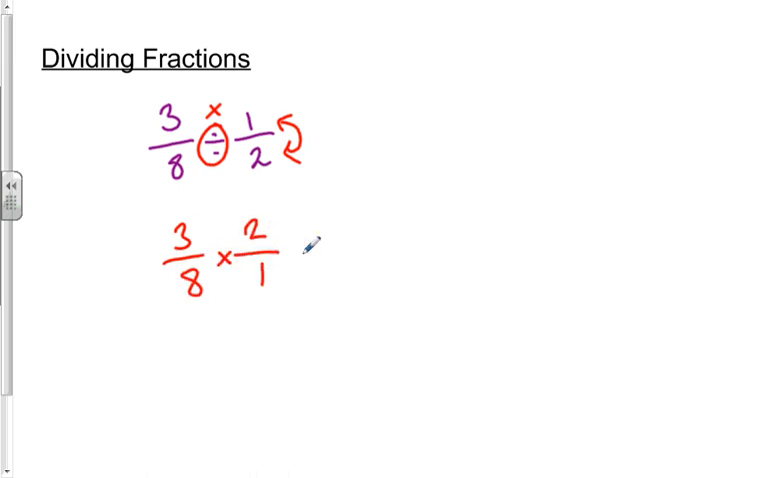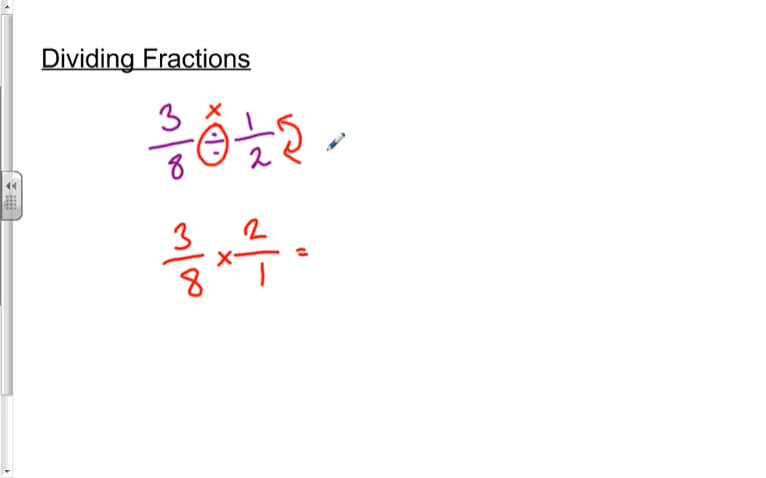Now, dividing fractions is the National 5 skill. I'm not 100% sure why, but it is a little bit trickier and you do need to remember it. If we want to divide two fractions, so for example, we've got 3/8 and we want to divide that by 1/2. Okay? The trick for this, we're going to take this second fraction and we're going to turn it upside down. Then we're going to turn our divide into a times. So rewriting that, we get 3 over 8 times 2 over 1.